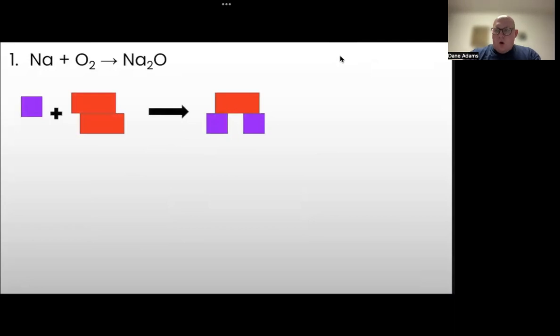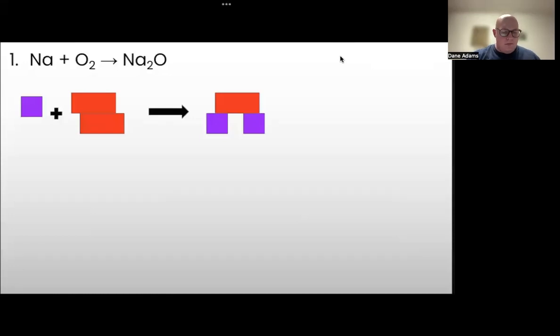Okay. Now, here are the rules. The rules state that I'm not allowed to change subscripts. Now, you might be asking why? Why can't you change subscripts? Who cares? We're just trying to balance things, right? We are trying to balance things, right? We want the same number of each type of atom on both sides.